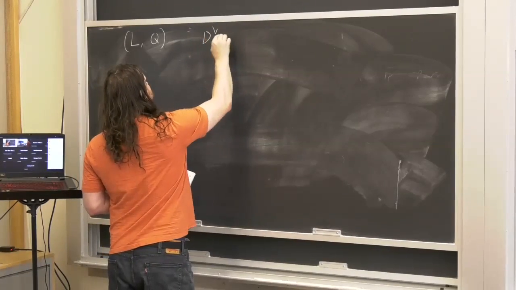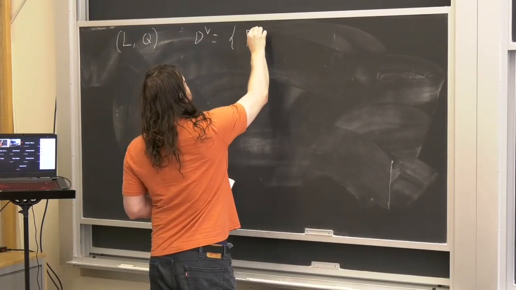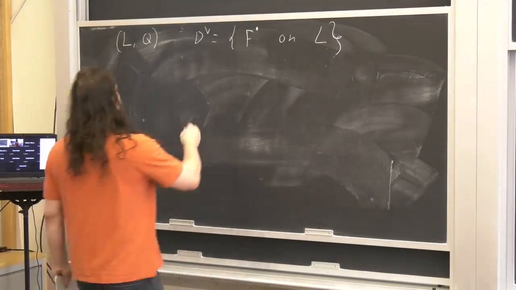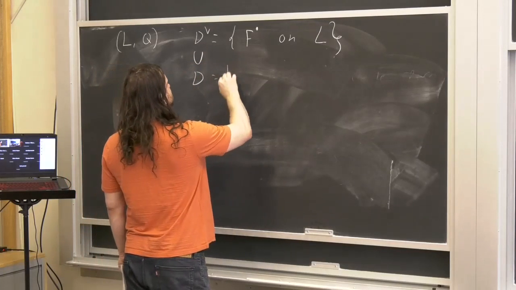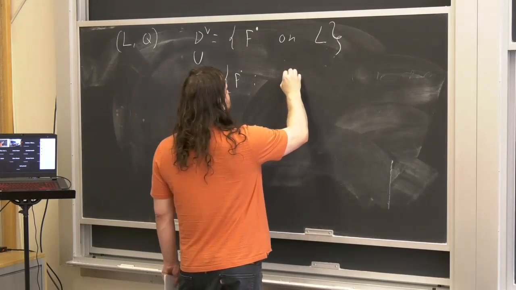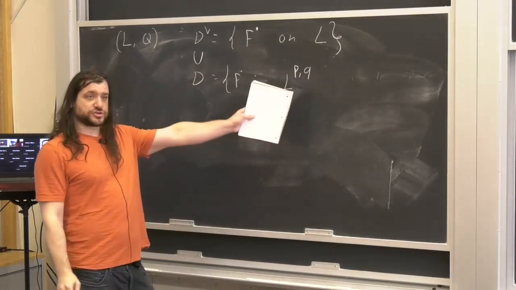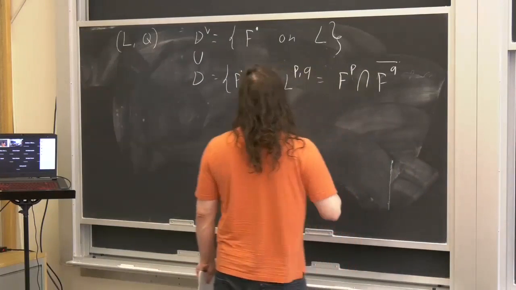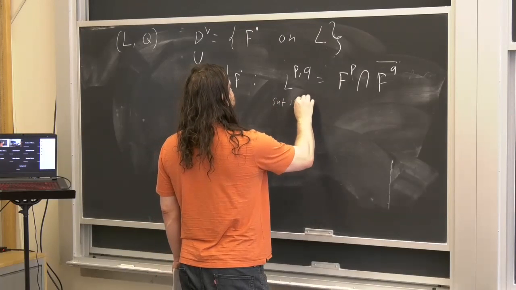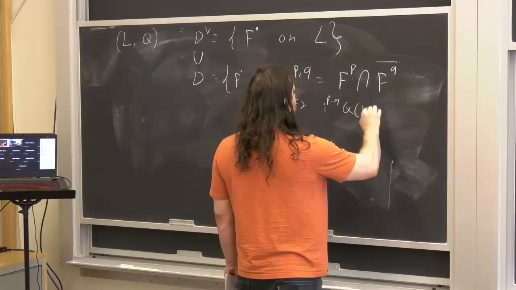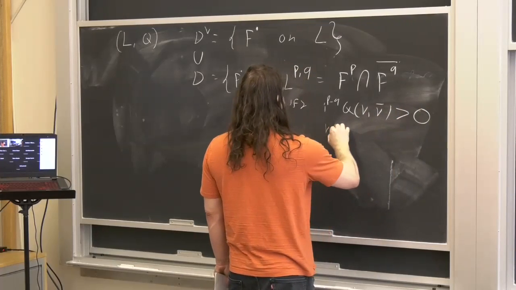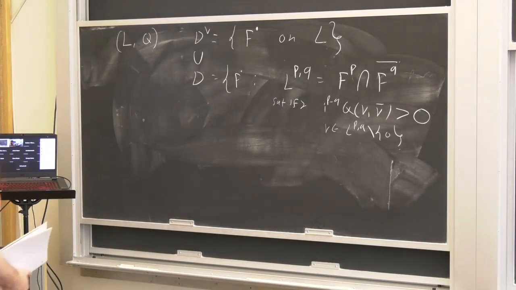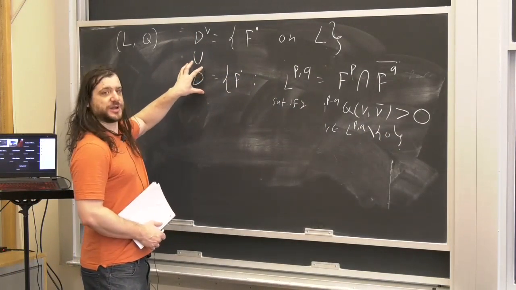And then D check is the space of filtrations on L, which satisfies some isotropic conditions. And D, inside this D check, is the space of Fs such that the corresponding LPQs, which are the intersections of FP with FQ bar, satisfy positivity conditions. The positivity condition is i to the P minus Q, Q of V, V bar is bigger than 0, where V is an LPQ, but not 0. So it's some open subset inside D check. And again, the case to think of is elliptic curves, where this is the projective space and this is just the upper half plane.